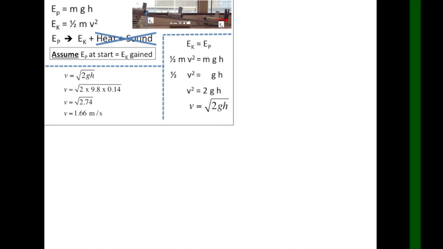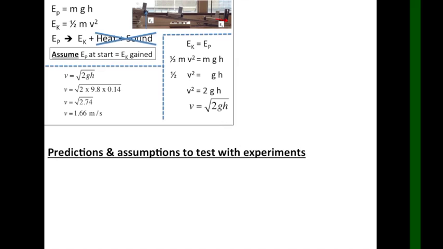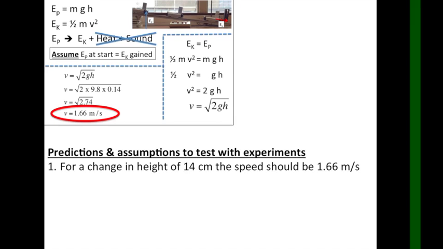Now we can actually go and test out some of the assumptions that we've made along the way, as well as some of our predictions. So the first one was for a change of height of 14 centimeters, the speed of the car should be about 1.66 meters per second. Carry out the experiment several times and see how good that prediction is.